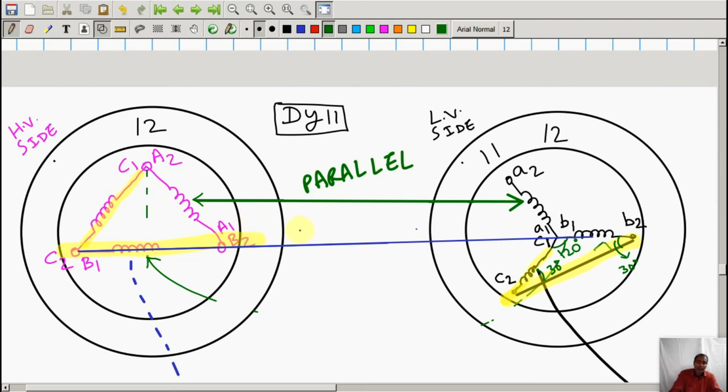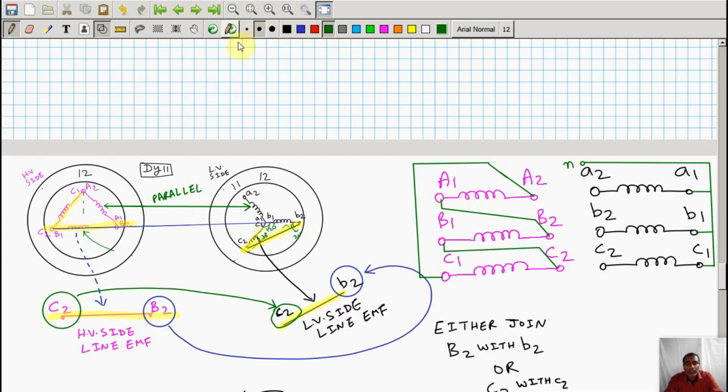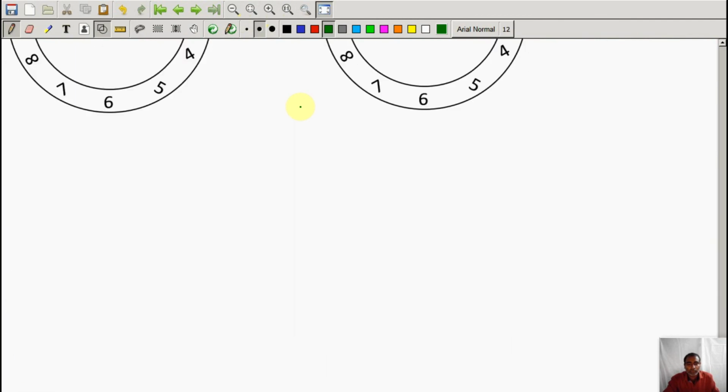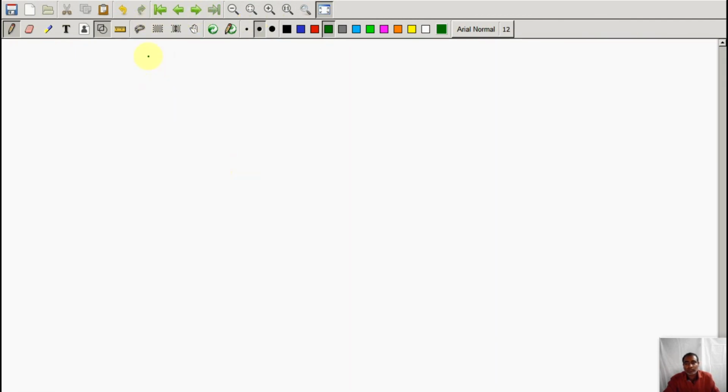So the reason for this is that the induced EMF on the HV and LV side of phase A will be in the same phase because the windings are mounted on the same limb. Now in order to demonstrate this, I need to draw the three-phase transformer schematic diagram. I will draw it in quick succession and will not elaborate that much.